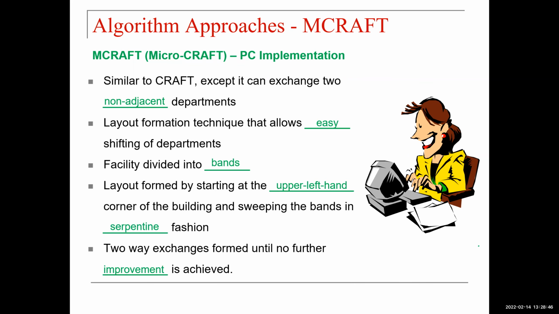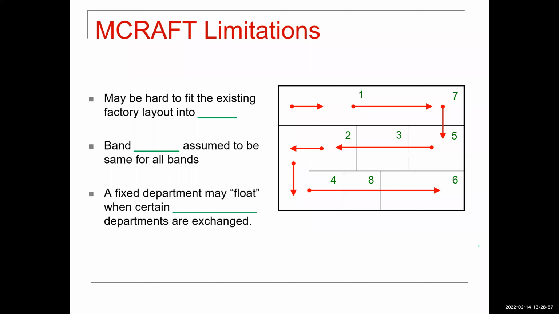So this is like an exhaustive search in which you're going to be looking at possible swaps in these bands. So this is the idea. You're going to have these bands, right? So you can divide this into 3. And then you're going to be looking at possible exchanges within this flow. The way you compute the performance is the same as you did for CRAFT, right? So you're going to be looking at the distance and the flow between departments.